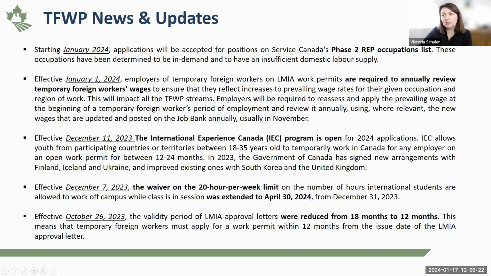The other important change is that in October 2023, the period of LMIA validity on approval letters was reduced from 18 months to 12 months. 18 months was a temporary measure made due to COVID public policy, which means that you have 12 months to find a temporary foreign worker, and the temporary foreign worker must apply for a work permit before the expiry of your LMIA. If your LMIA expires while a temporary foreign worker is waiting for a work permit application to be processed outside of Canada, it's not a problem. The main thing is to apply before it expires.